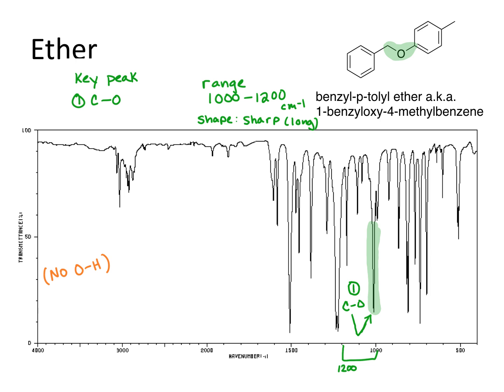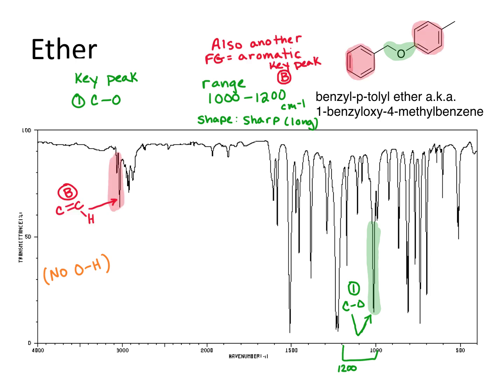Now this one has another functional group. It has these double bonds that are in this like hexagon shape, right? That's called an aromatic. So you'd also want to label that functional group as well. So the ether key peak is the CO peak. That's all you have to label. But this one just happens to also have a double bond. So that peak right here would correlate to that aromatic.